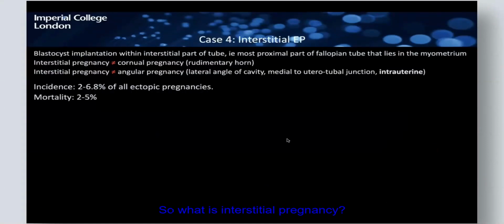So what is interstitial pregnancy? Well, it's important that when we talk about interstitial pregnancy that we're all speaking the same language. An interstitial pregnancy is when the blastocyst has implanted within the interstitial part of the tube. This is the most proximal part of the fallopian tube that lies in the myometrium.